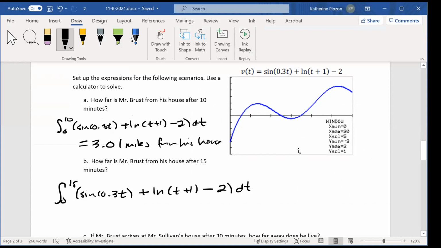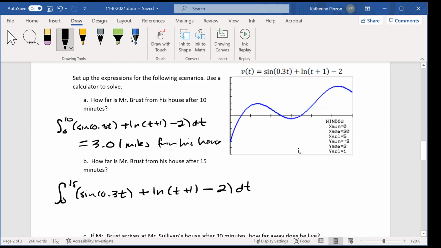Remember what tells you how far he is from his house? What about this graph tells you how far he is from his house? What does the y-axis tell you about this graph? How fast he's going. What about this graph tells you how far he's traveled? The area, the antiderivative, the area under this curve, right?